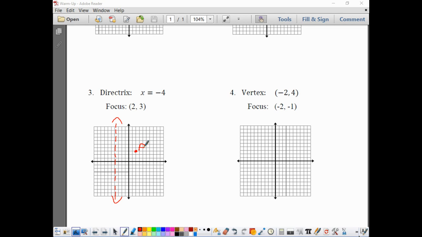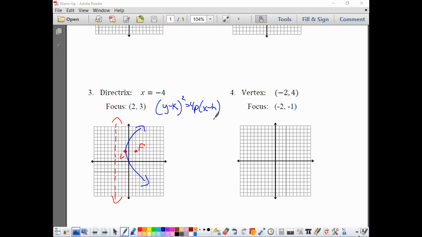So if you count this distance here, that'd be 1, 2, 3, 4, 5, 6 units. Half of 6 is 3. So 1, 2, 3, right in the middle, that would be our vertex point. This parabola then therefore appears to be going to the right, which tells me that the y term is being squared. All right, so we're going to use y minus k squared equals 4p times x minus h for this one.